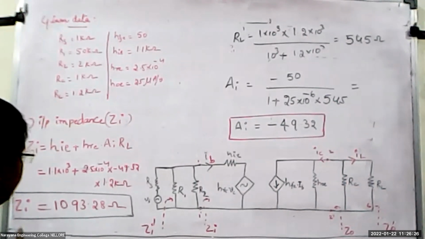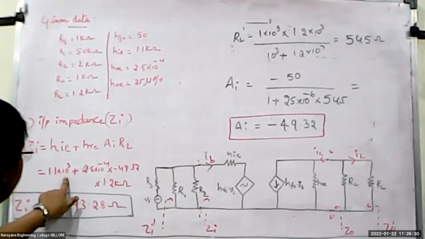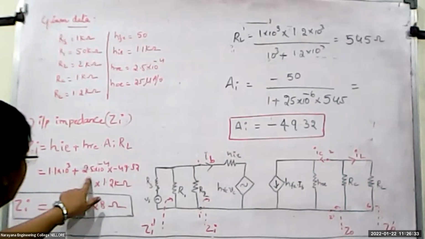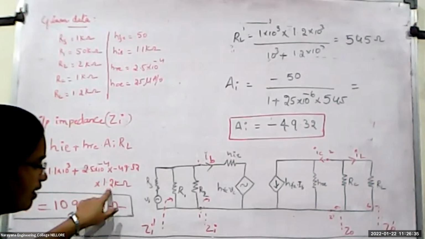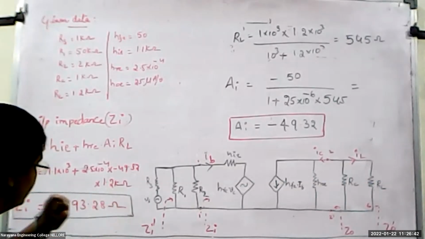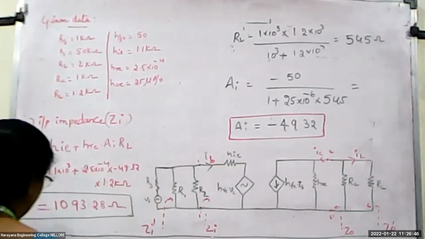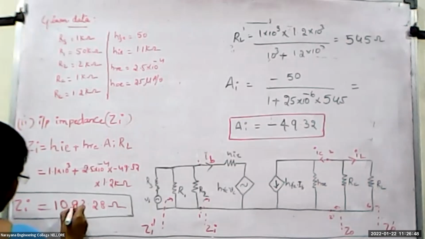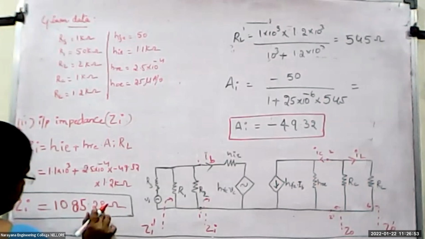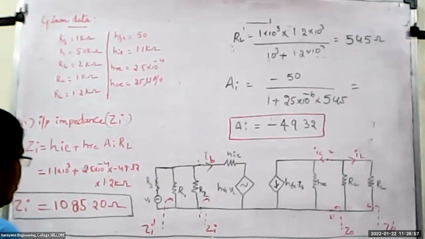ZI value. This HI is 1.1 into 10 to the power of 3, 2.5 into 10 power minus 4. Ma'am, 1085.204. So 1085.20. Yes, ma'am. Okay.